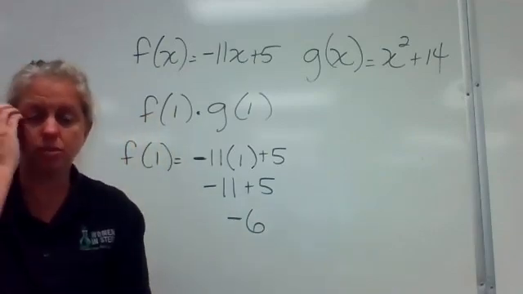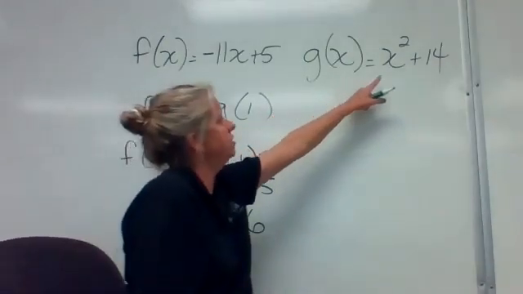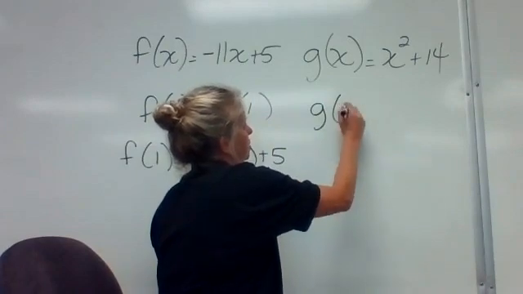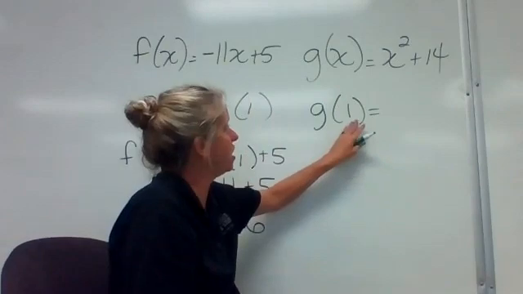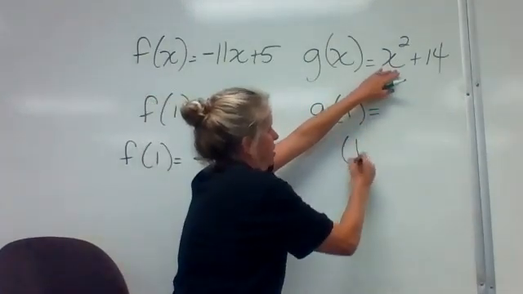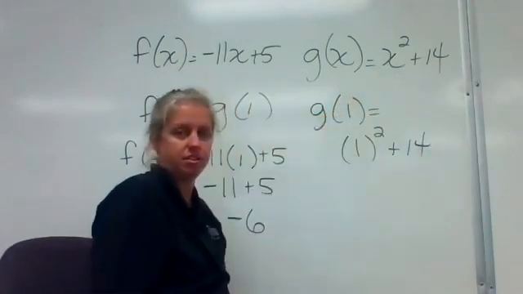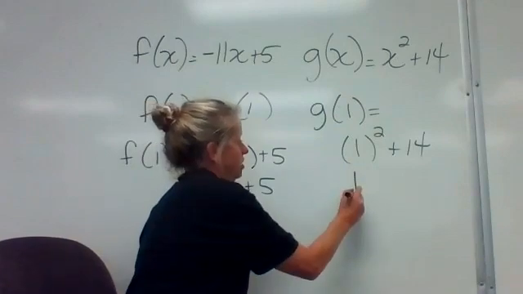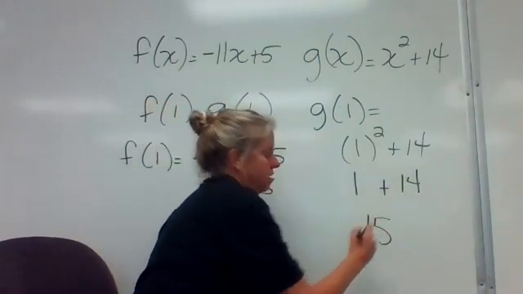So there's the first one. Now I need to find g of 1. It's over here. So I'm going to go to my g function and replace its x with a 1. So I'll have 1 squared plus 14. 1 squared is 1. Plus 14 gives me 15.